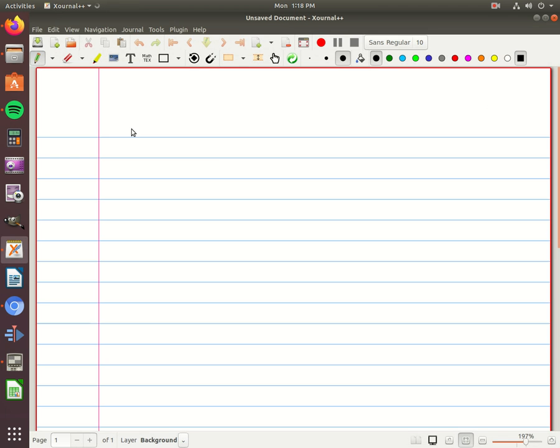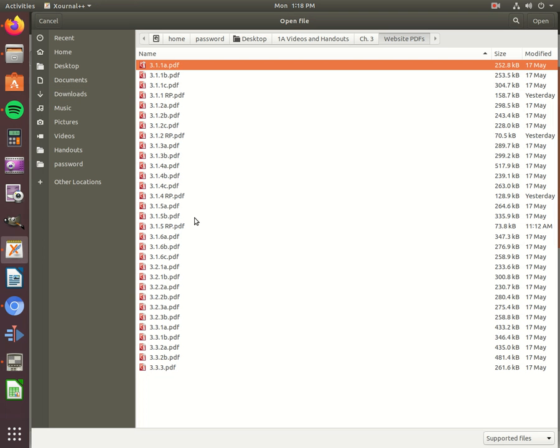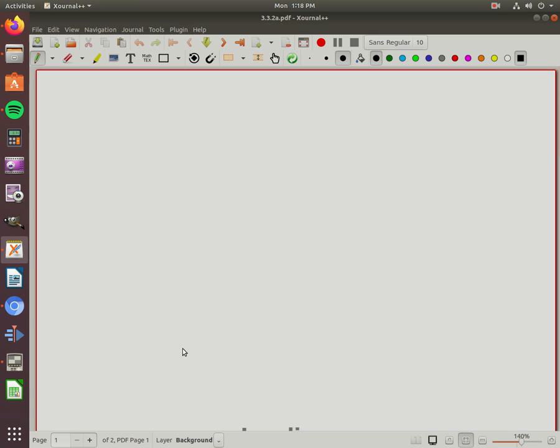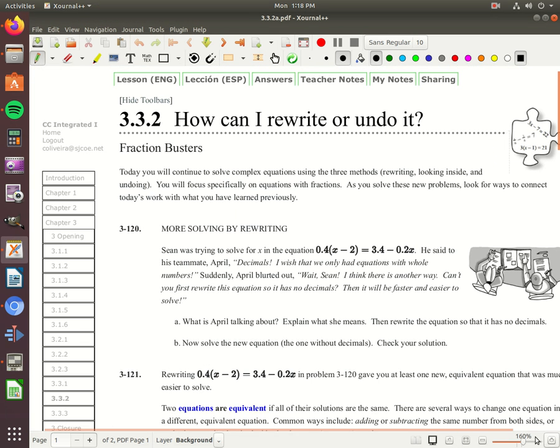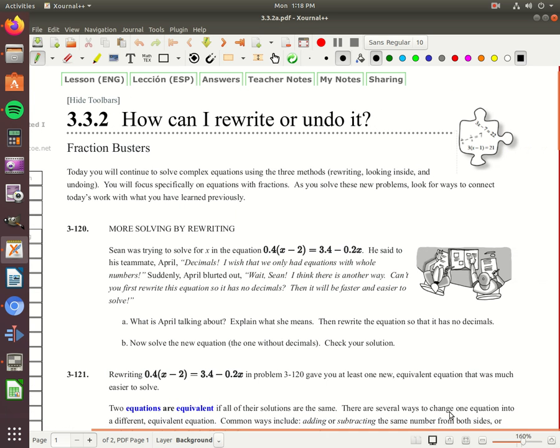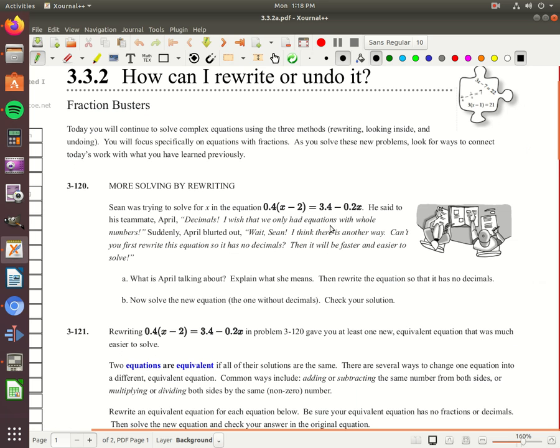Lesson 332 is actually one of my favorite lessons. It doesn't start as one of my favorite lessons, but it quickly turns into one of my favorite lessons. So it starts with some more problem solving by rewriting, and this is a conversation I always hate to have because it confuses kids so much.